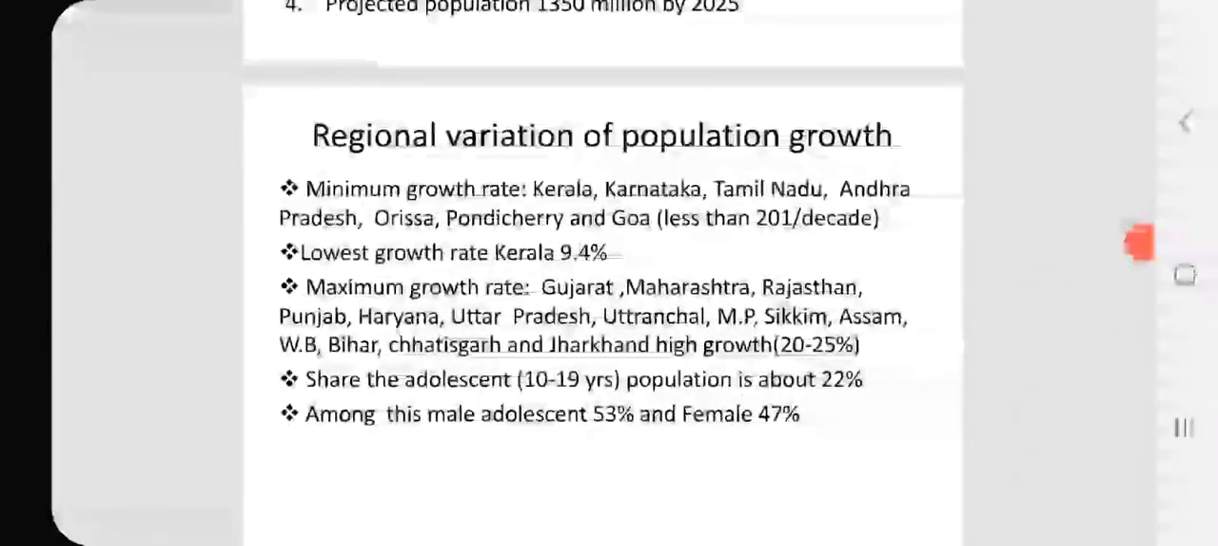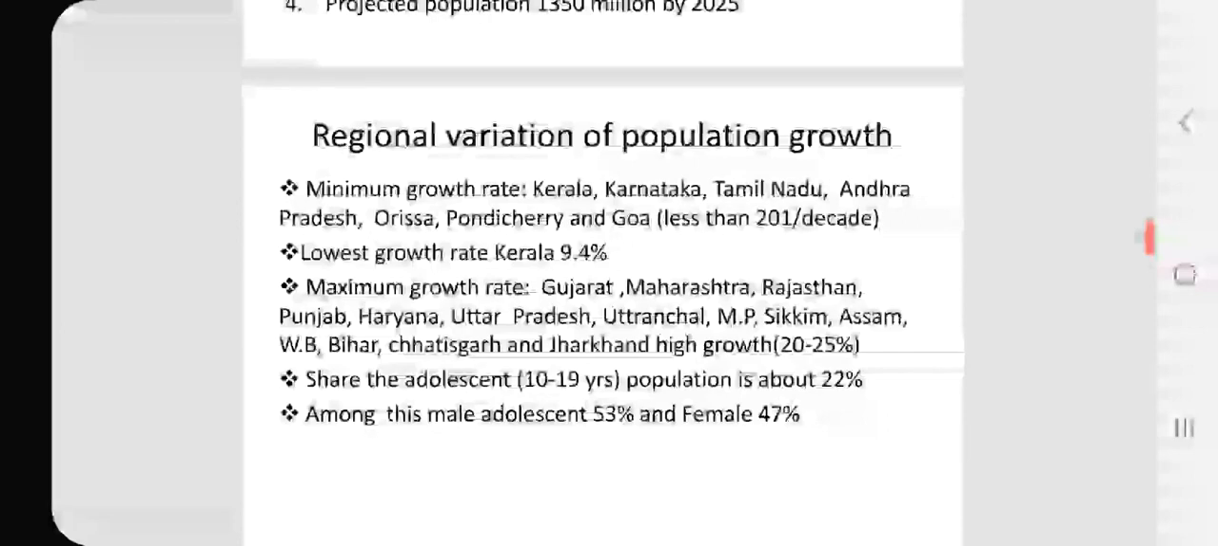Next, take a look at the regional variation of population growth. The states of Kerala, Karnataka, Tamil Nadu, Andhra Pradesh, Odisha, Pondicherry, Goa show the minimum growth rate. The lowest growth rate is in Kerala, that is 9.4%. And the states of Gujarat, Maharashtra, Rajasthan, Punjab, Haryana, Uttar Pradesh, Arunachal Pradesh, Madhya Pradesh, Sikkim, Assam, West Bengal, Bihar, Chhattisgarh and Jharkhand show the high or maximum growth rate, that is above 20 to 25% decadal growth rate.